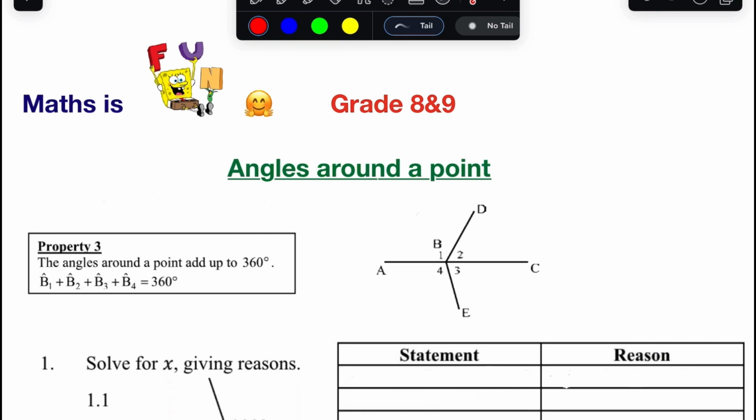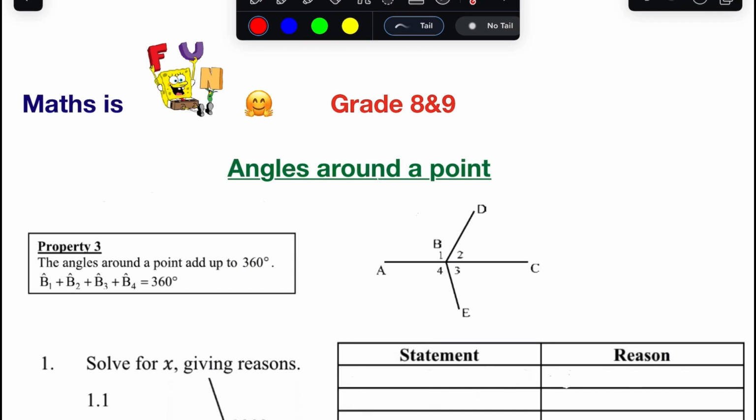All the angles around this point add up to 360. It says angles around a point add up to 360. So this point is B, and the angles are B1, B2, B3, B4. When you add all these angles, they add up to 360, and we call them angles around a point. Look here: angle B1 plus angle B2, angle B3, angle B4 are equal to 360, and the reason is angles around a point.